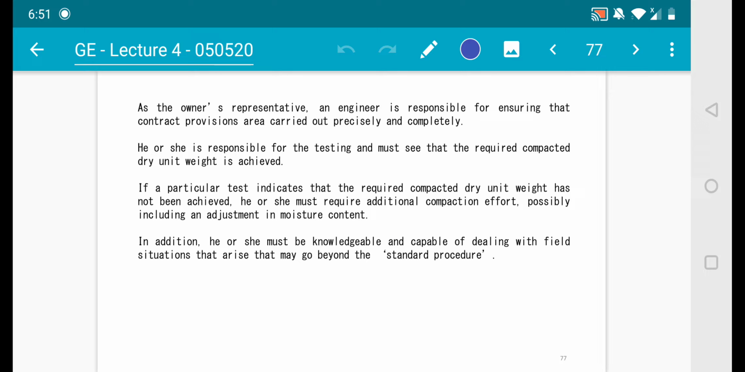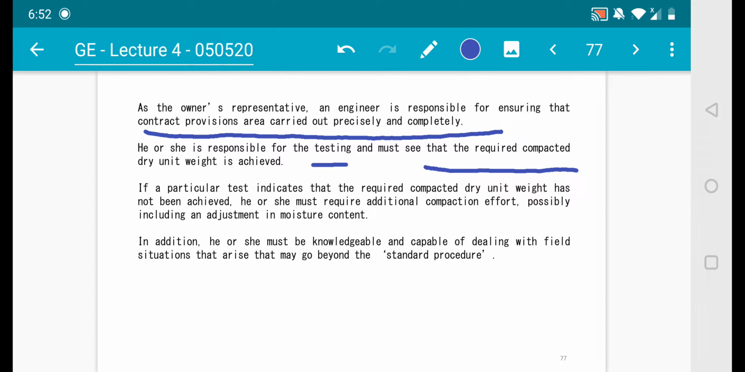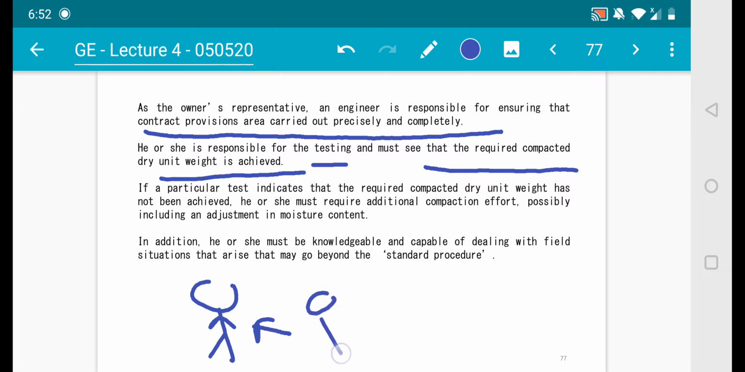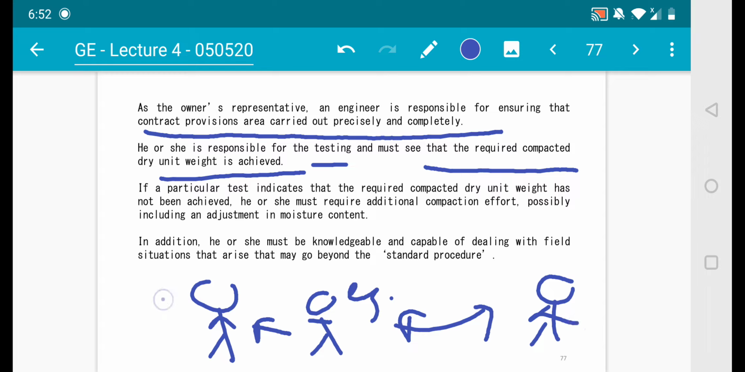As the owner's representative, an engineer is responsible for ensuring that the contract provisions are carried out precisely and completely. He or she is responsible for the testing and must see that the required compacted dry unit weight is achieved. So usually, if the owner is not a geotechnical engineer, he will have an engineer to sort this out, which is you. An engineer will liaise with the contractor. So we have 3% here.